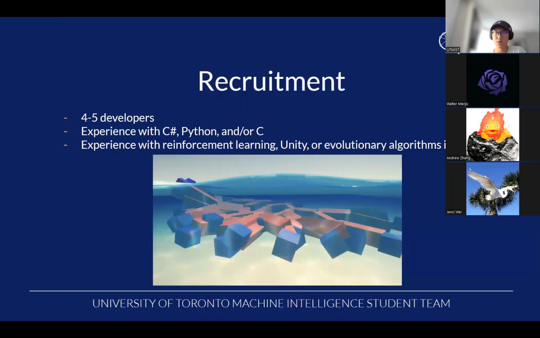So this team is looking for 4 to 5 developers with experience in C#, Python, or C. Experience with reinforcement learning, Unity, or evolutionary algorithms would definitely be a bonus since it is specific to this particular project.